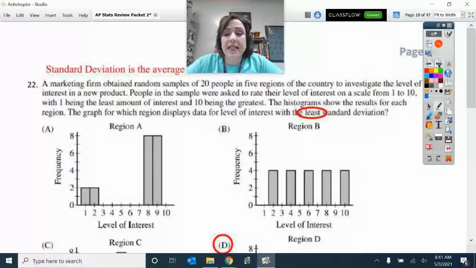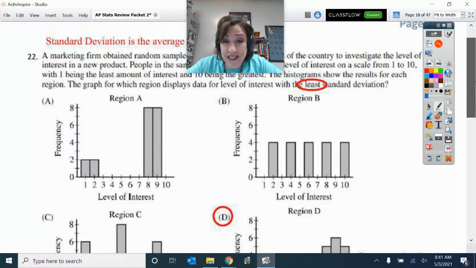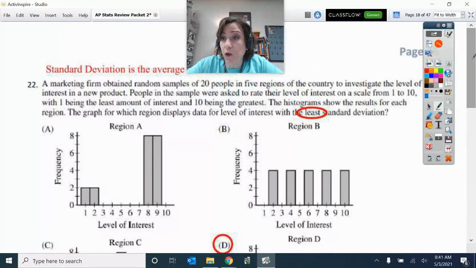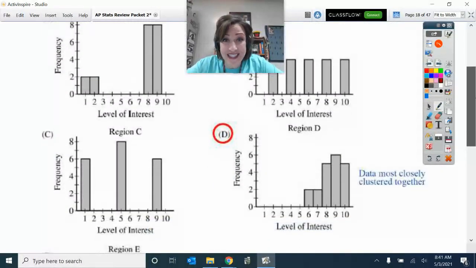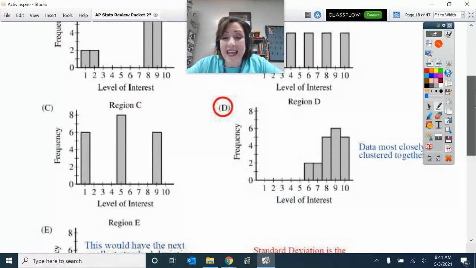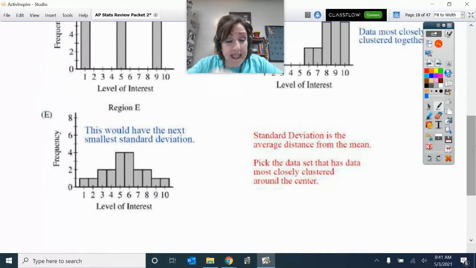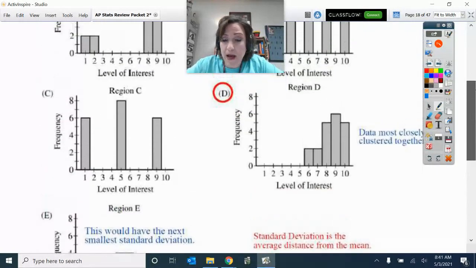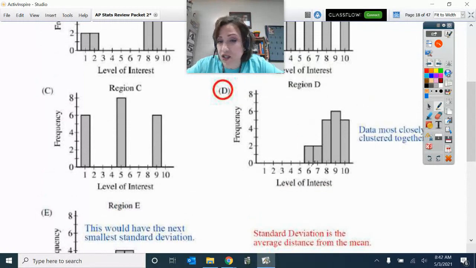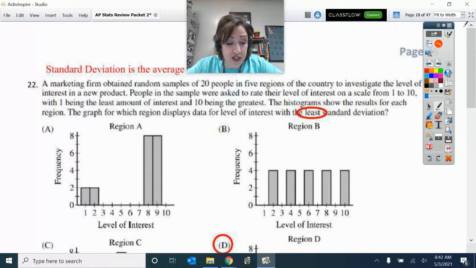And then this last one, the standard deviation is the average distance from the mean. And so we wanted to know which one is the smallest standard deviation. So you would be looking for the ones that are most closely clustered together around the mean. And D has the smallest spread. Now, I would go with E as the next one, and that one actually I remember earlier in the year I had picked first, but because this one has the data clustered just from 6 to 10, this one certainly has the data most closely clustered together, so it's the smallest standard deviation.